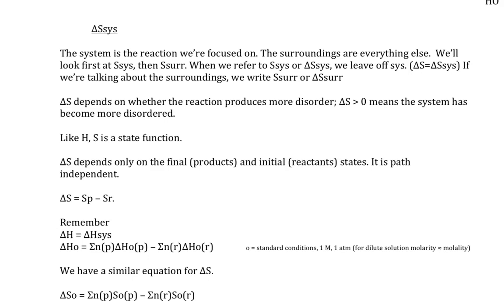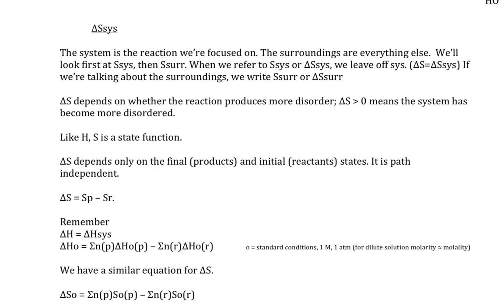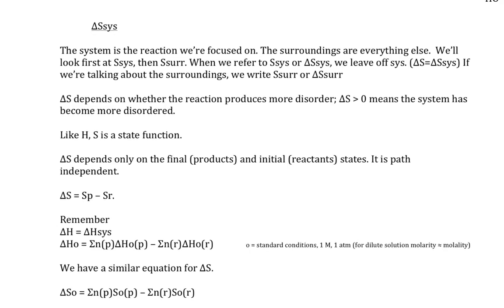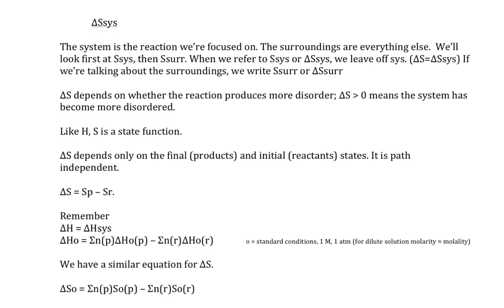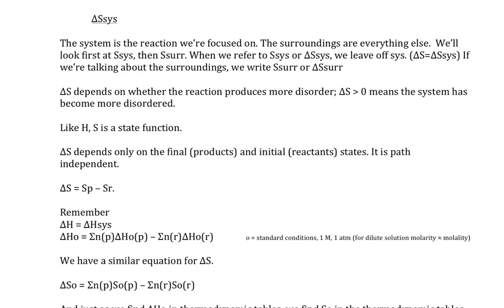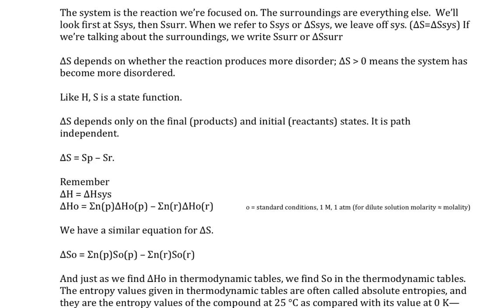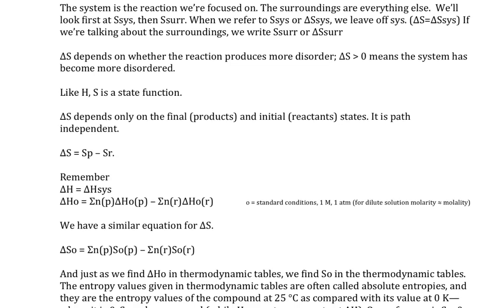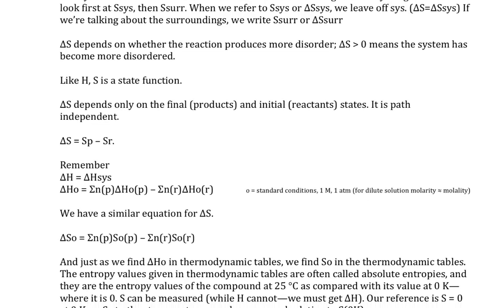Like enthalpy, entropy is a state function. Delta S depends only on the final, the products, and the initial, the reactant states. It's path independent. So energy, enthalpy, entropy are all path independent. They're all state functions. So to calculate the entropy change, delta S, of course we're talking about the system, we would do the products minus the reactants.